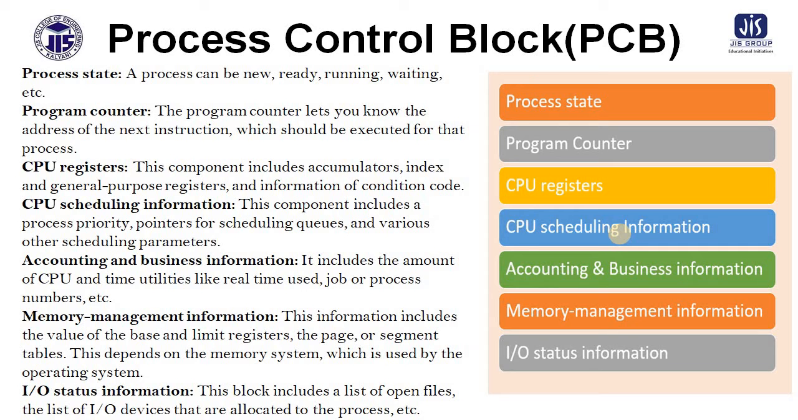Next is the IO status information. This block includes a list of open files and the list of IO devices that are allocated to the process, etc.